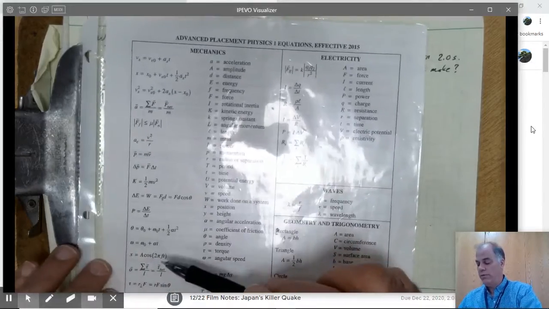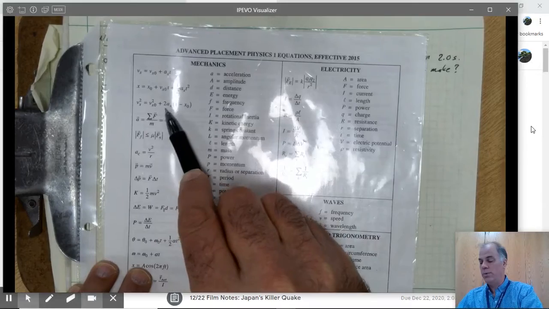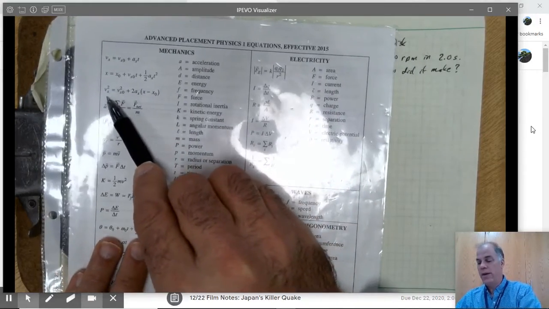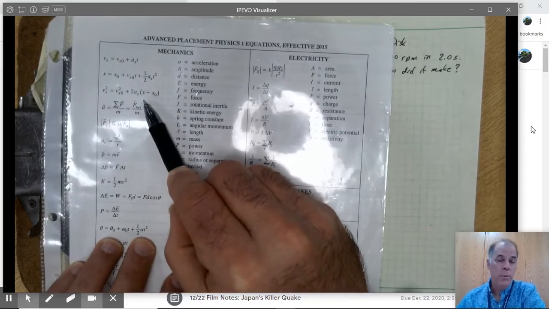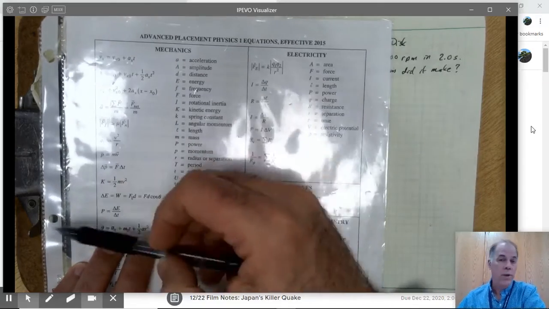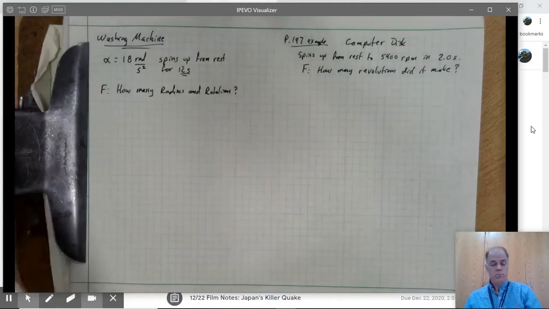Now, the one that they don't give you on the AP gauge is this one, v squared equals v naught squared plus 2a delta x. There we go, get it out of the glare. v squared equals v naught squared plus 2a delta x. And in one of the example problems I'm going to do, I'm going to show you how you convert this and how you can use it, okay? Because this is something you completely can do.